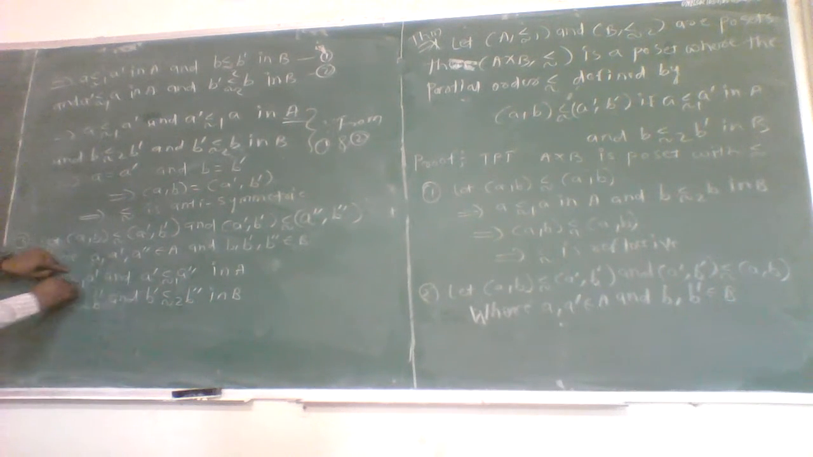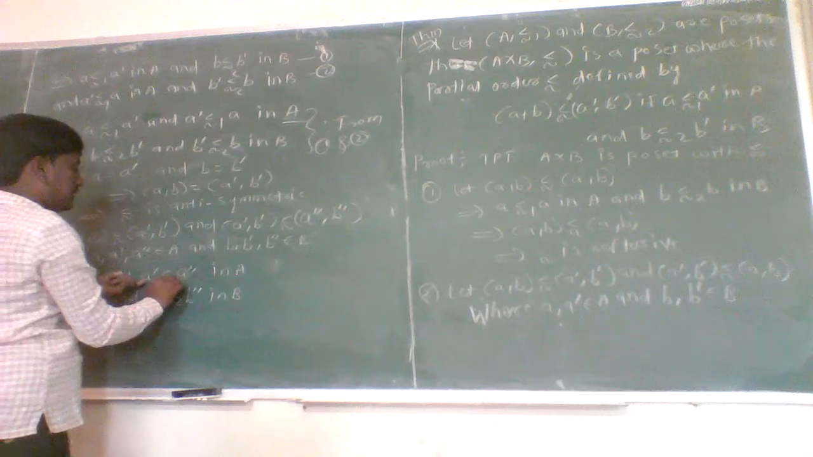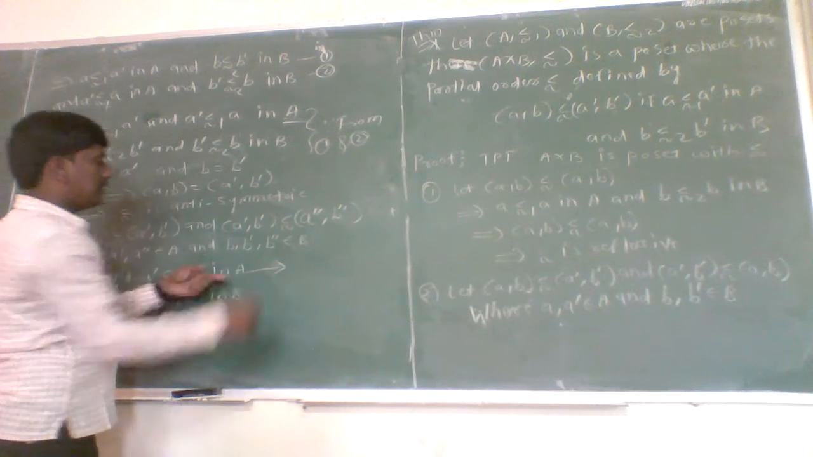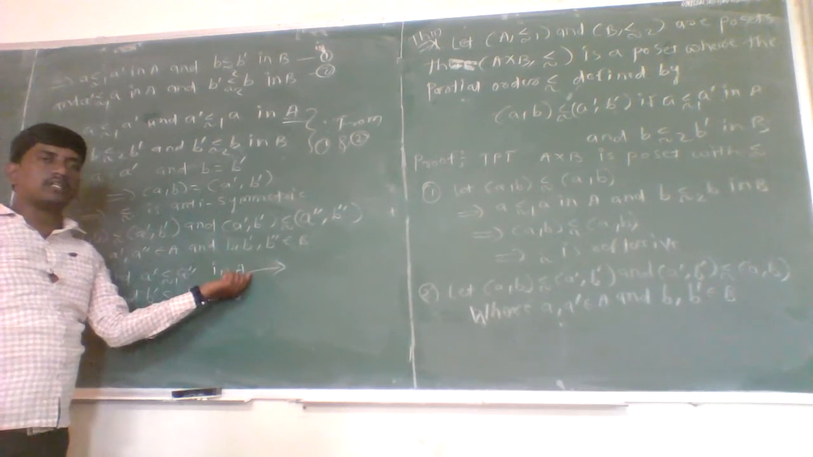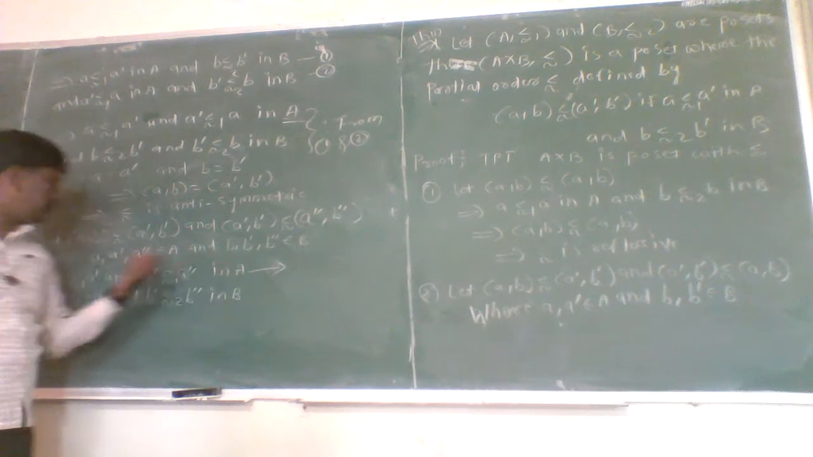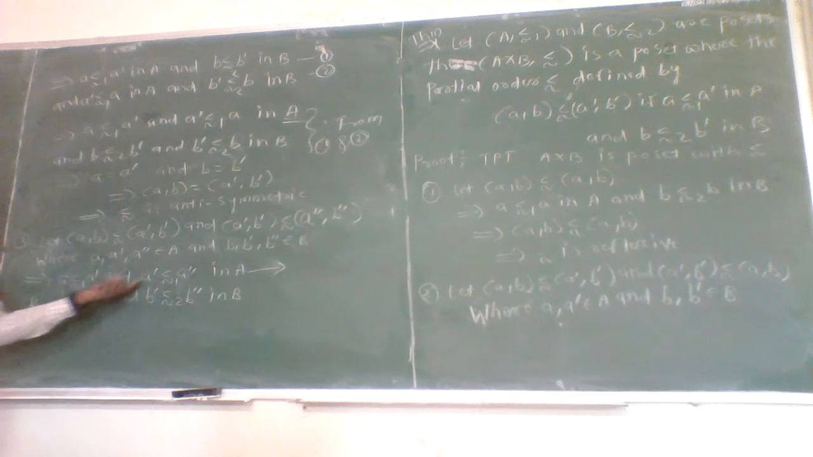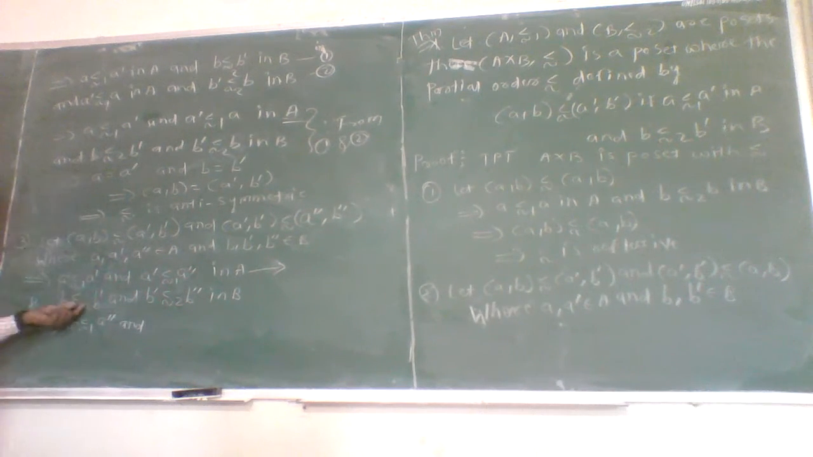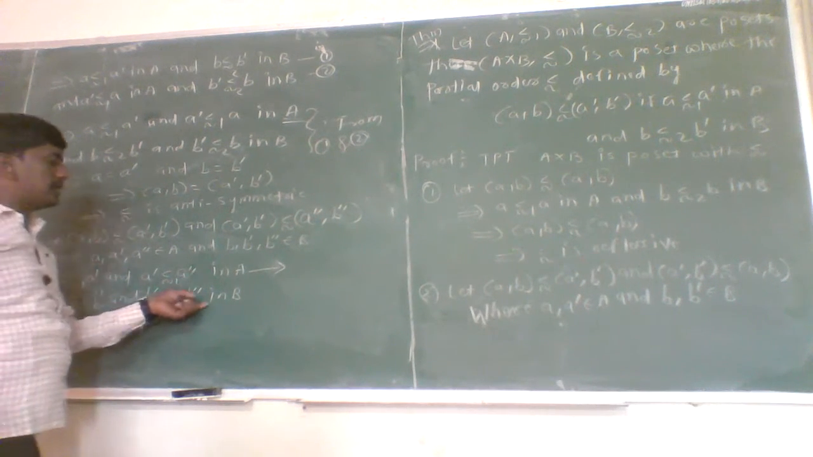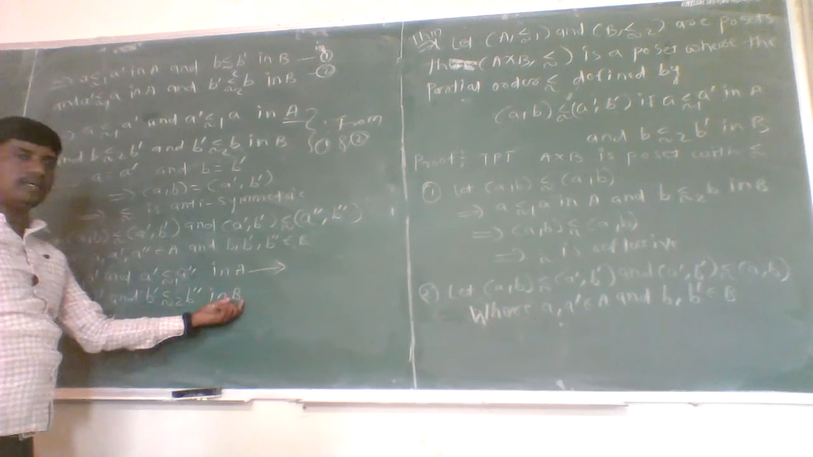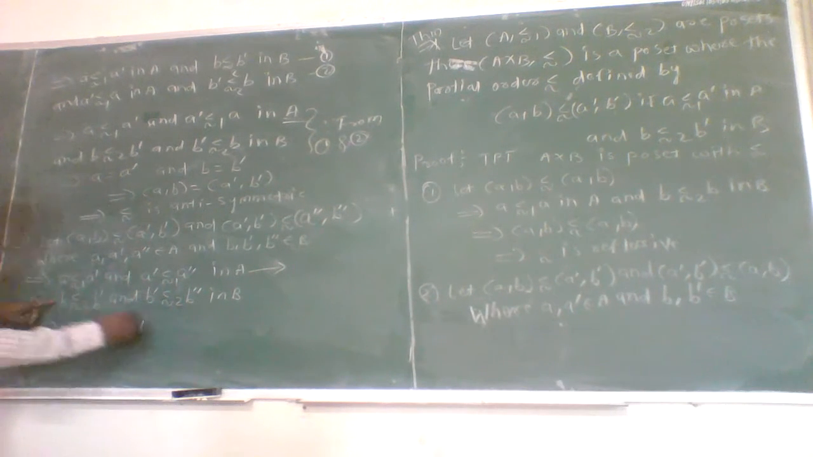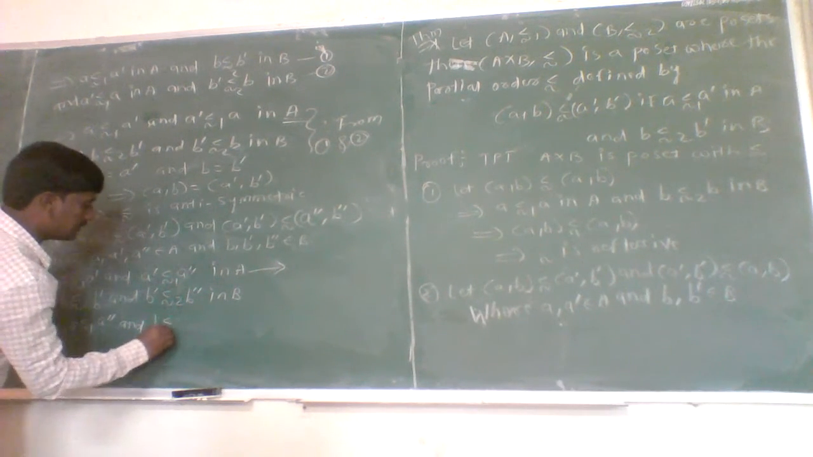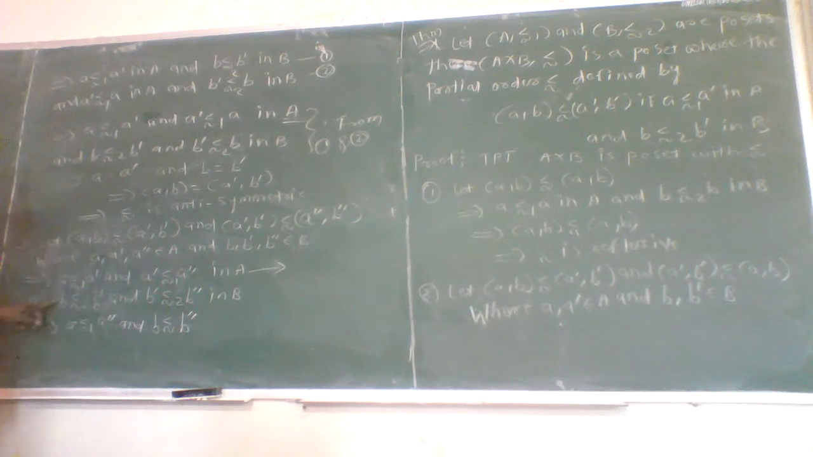Okay, now a precedes a' and a' precedes a'' in A, and A is a poset. As A is a poset, it is transitive. As it is transitive and a precedes a' and a' precedes a'', which implies that a precedes a'', and b precedes b' and b' precedes b'' in poset B. As it is B, it is transitive, which implies that b precedes b''.